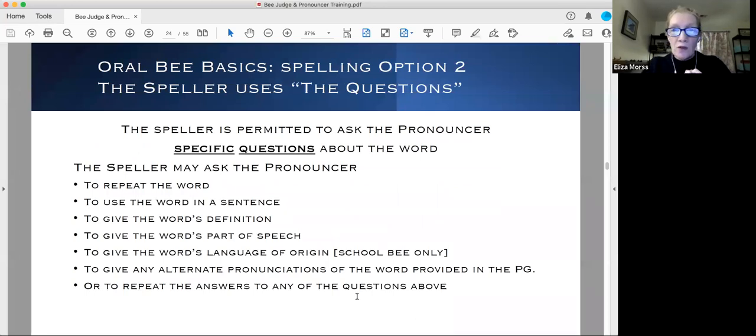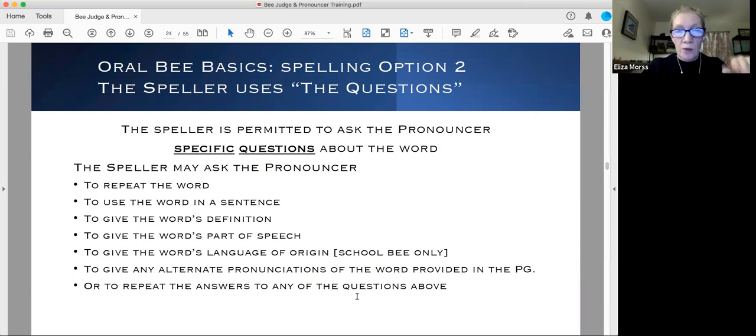So after repeating the word, spelling option number 2 is that the speller tries to puzzle this out and uses what are known as the questions. The speller is permitted to ask the pronouncer specific questions about the word. And this is a nice conversation between the speller and the pronouncer. I often say to the spellers in my introductory remarks, enjoy this conversation, enjoy this moment, relax. We're just here to hear you. Ask those questions.